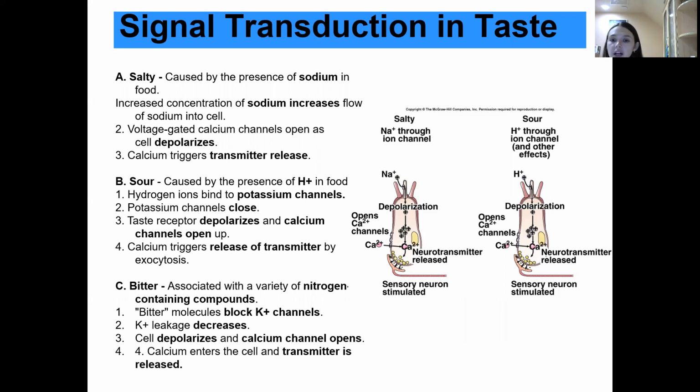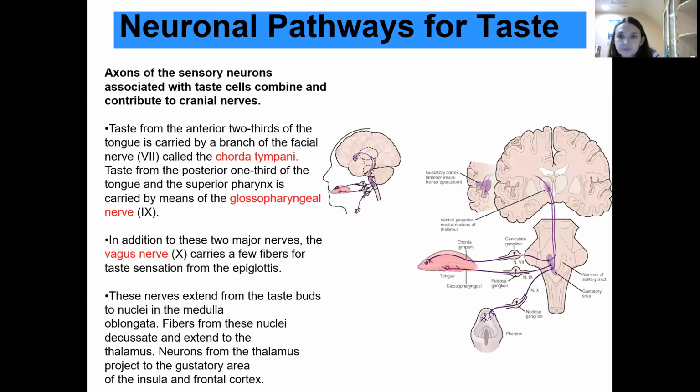Bitter is associated with a variety of nitrogen-containing compounds. Also, bitter molecules will block potassium ion channels. Potassium leakage will decrease. The cell is going to depolarize and calcium channels open. Calcium enters the cell and neurotransmitter is going to be released.